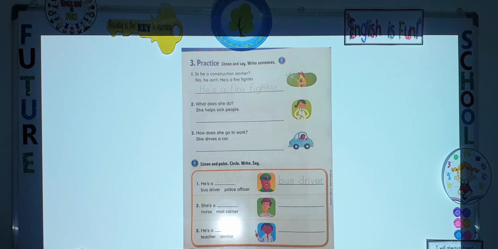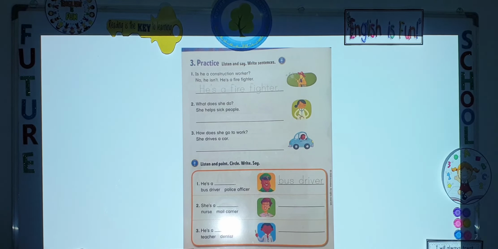Number 3. How does she go to work? How means كيف. How does she go to work? كيف تذهب إلى العمل? How does she go to work?